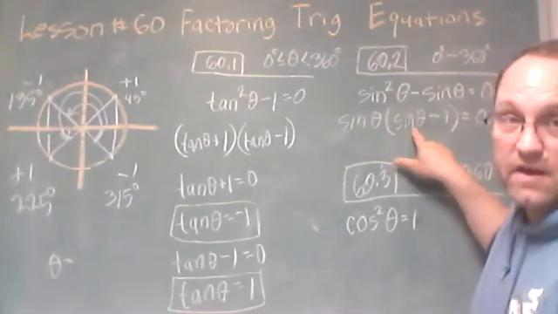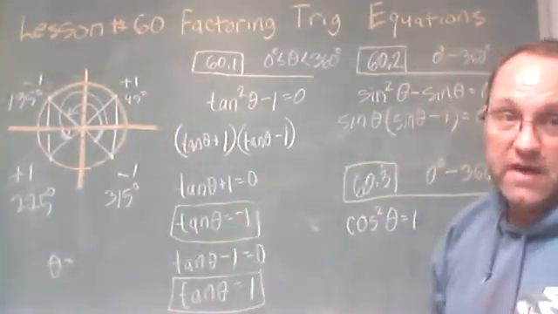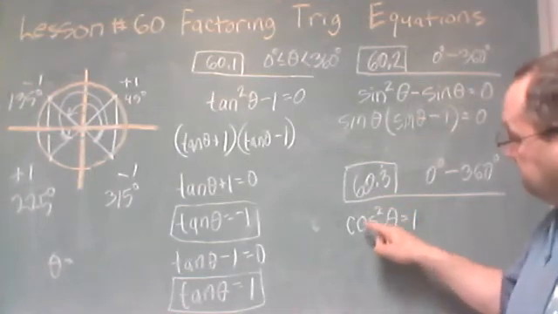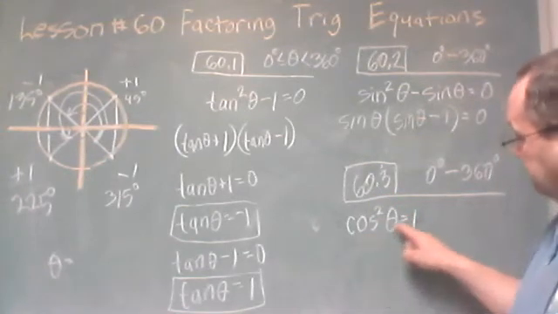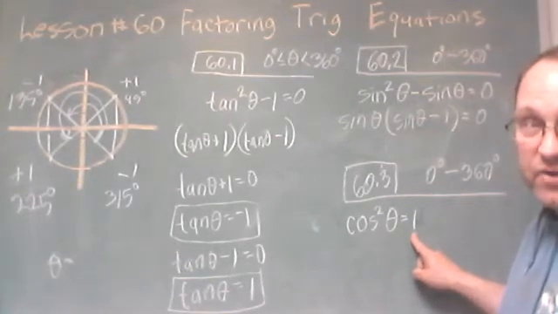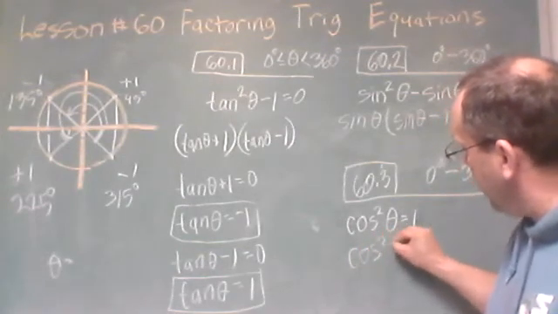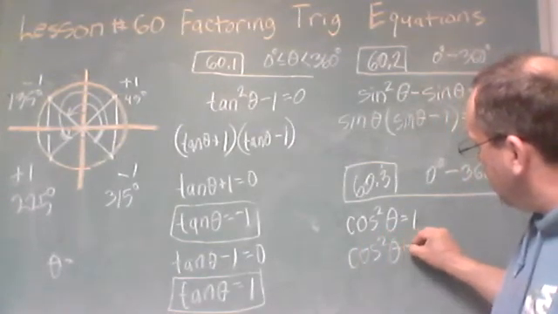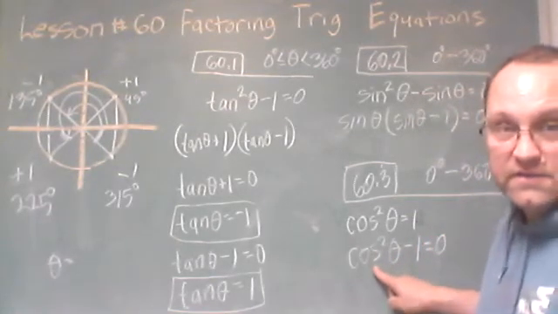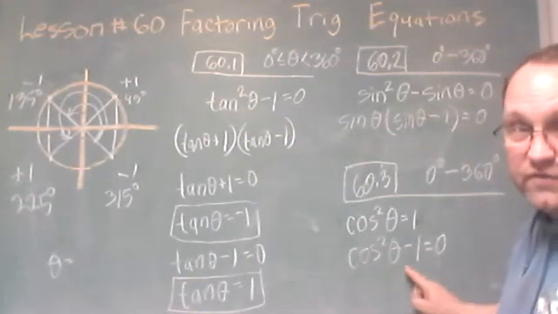We set the sine of theta minus 1 equal to 0, and go through the same drill, coming up with possible solutions. Okay, example 60.3. Before we start factoring, remember, we have to set the expression equal to 0. So we're going to change that to the cosine squared of theta minus 1 equals 0. Now we notice we have the same situation as we did here. We have a difference of two squares.